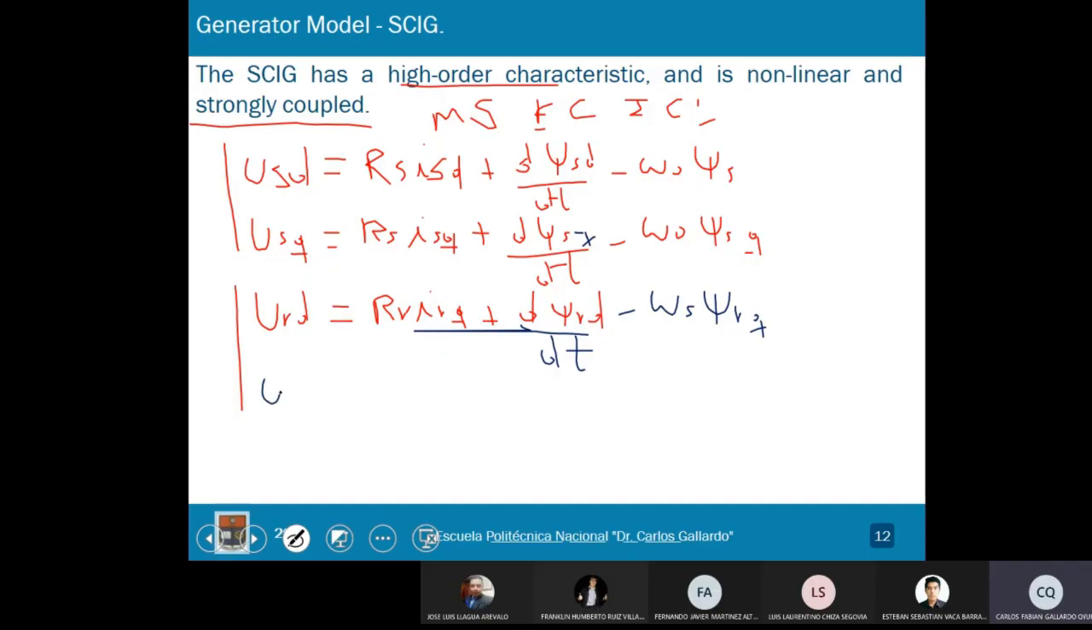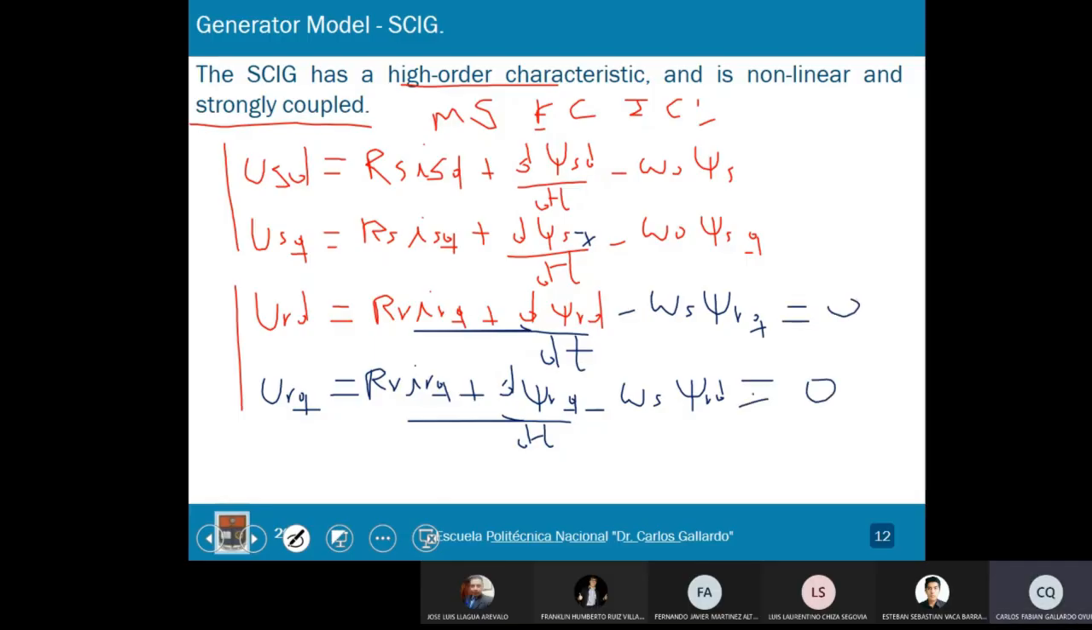So the last component is the rotor voltage on the quadrature axis. I will have here the rotor resistance times the rotor current on the quadrature axis, plus the derivative of the rotor flux on the quadrature axis, minus the synchronous speed times the rotor flux on the direct axis. And this is equal to 0. And this is equal to 0 too.